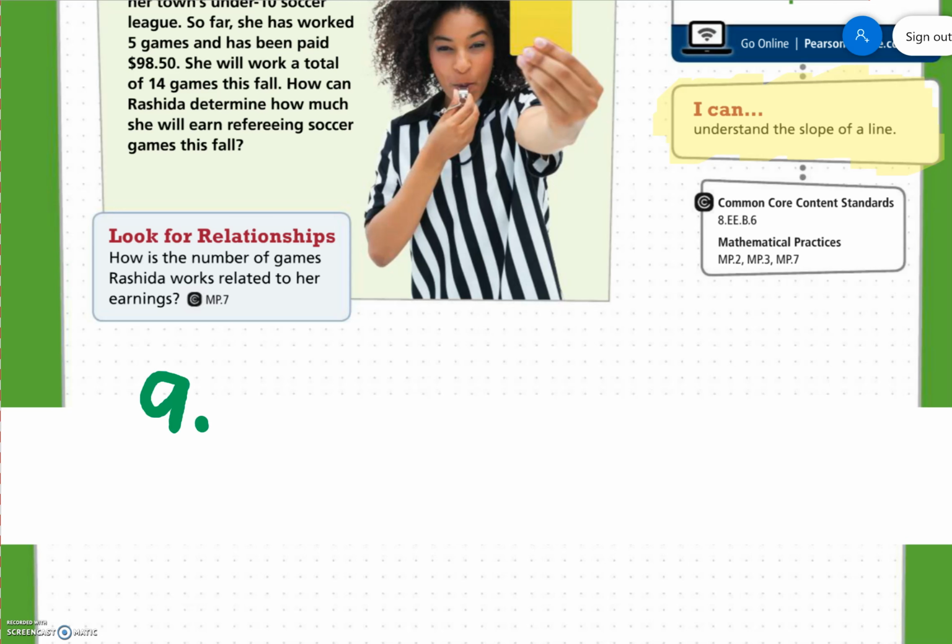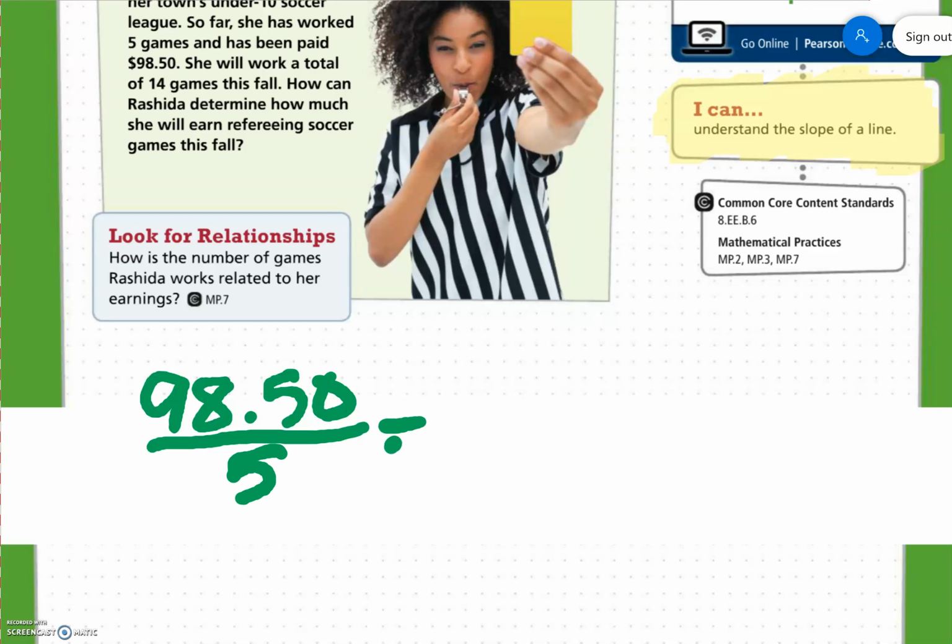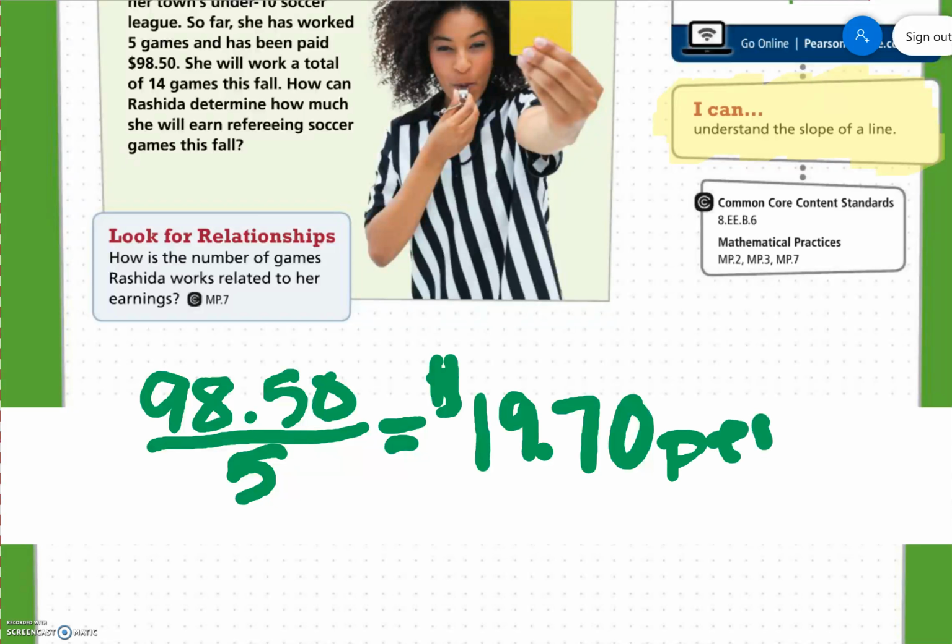So if she made $98.50 in 5 games, I can divide to find her unit rate, or her pay for 1 game. So I do $98.50 divided by 5 gives me 19.7. And since we're talking about money, it's going to be $19.70 per game.